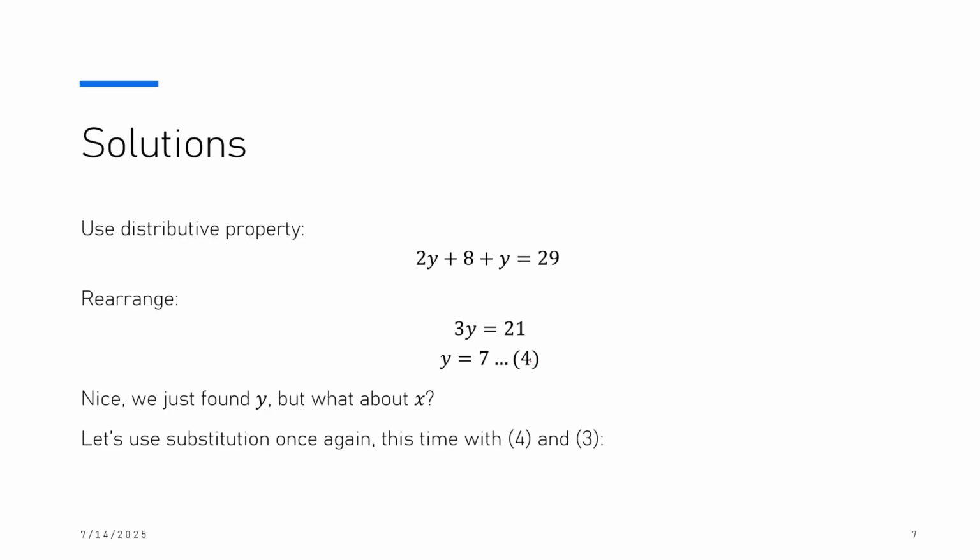And then after that, we have this equation over here. We rearrange the terms by combining them or moving them over, and we get 3y equals 21, and y equals 7. And now that's equation number 4. Let's number it. So basically, now we have found the value of y, but you may be wondering, how about x? Well, this time we can do some substitution again.